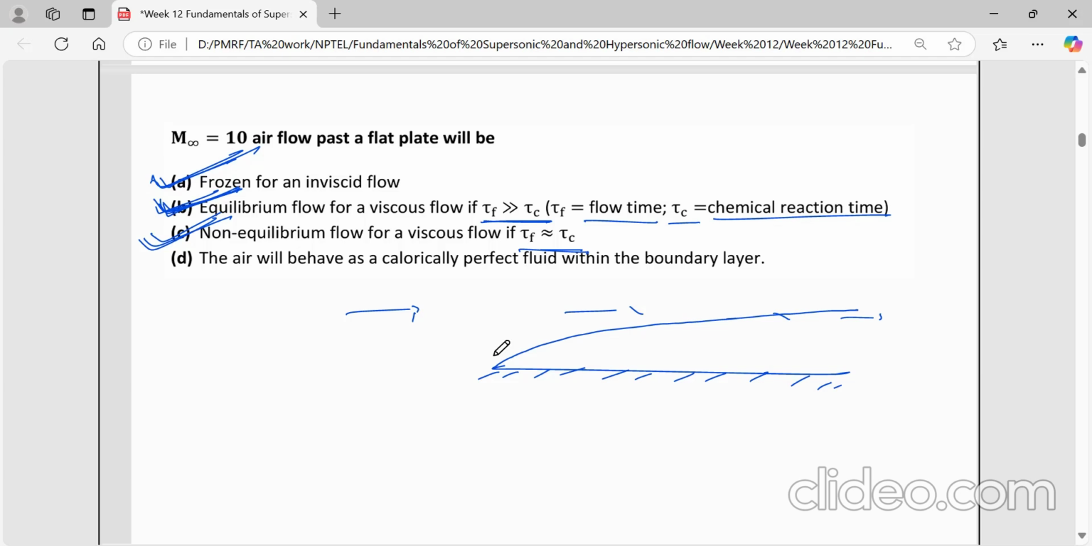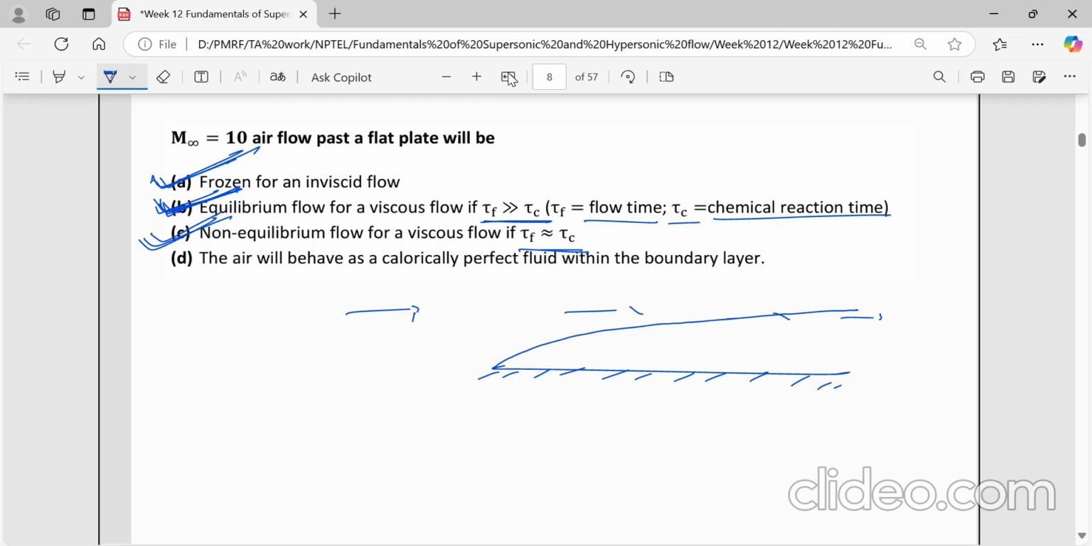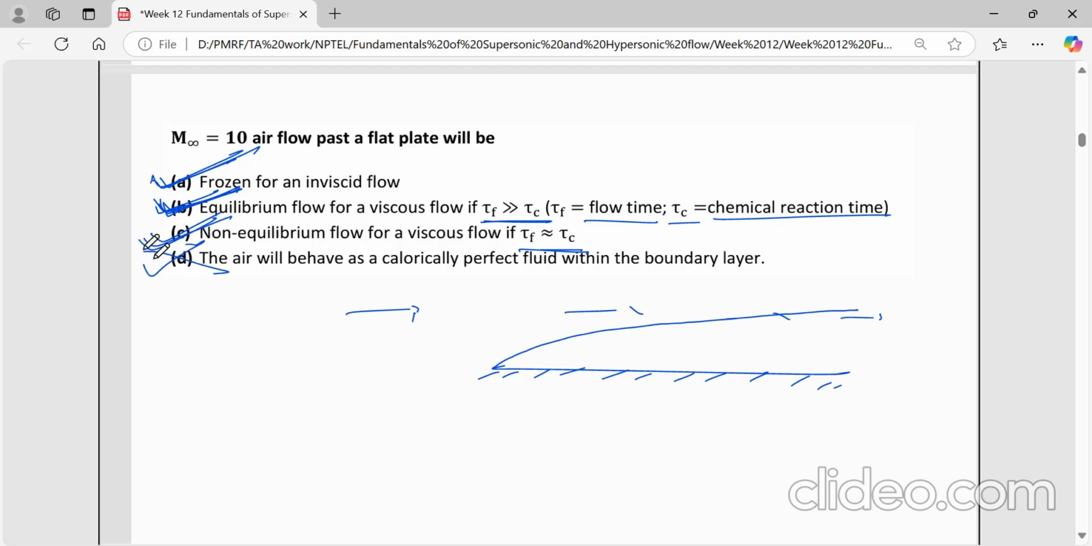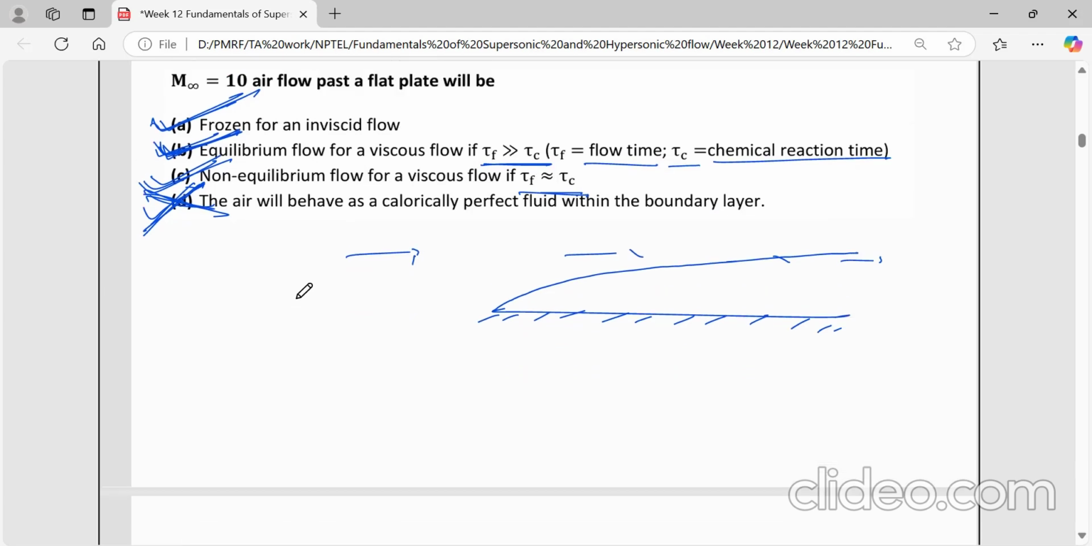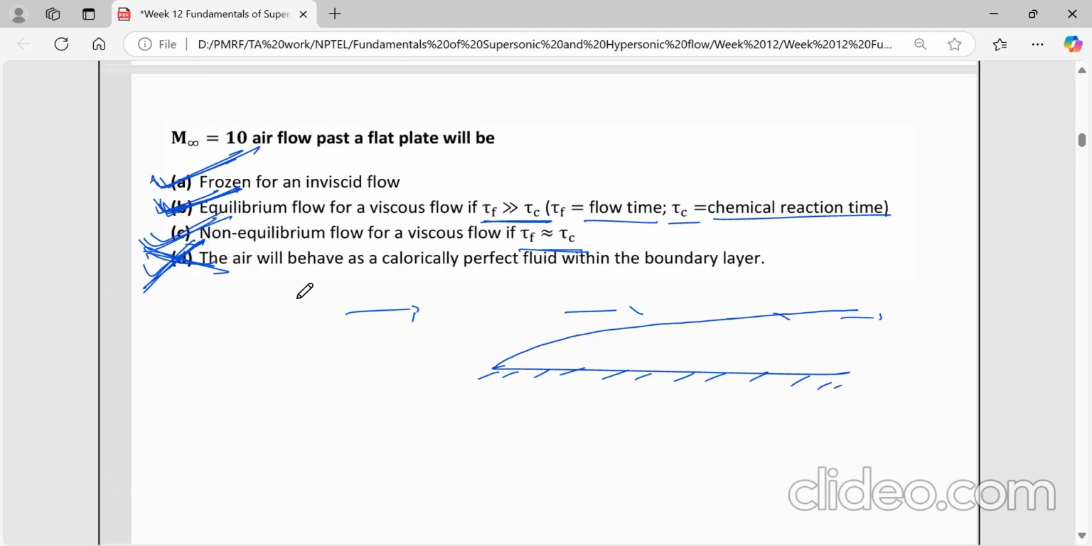So due to the chemical reaction, species concentration can also change. And even if there is no chemical reaction, the temperature might be sufficiently high for the values of Cp and Cv to change with respect to temperature. So air will not behave as a calorically perfect fluid within the boundary layer. So this option is wrong. So options A, B and C are correct.